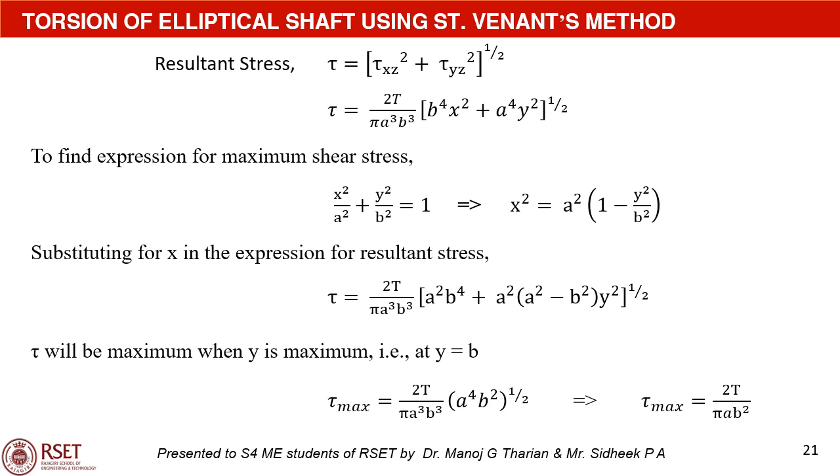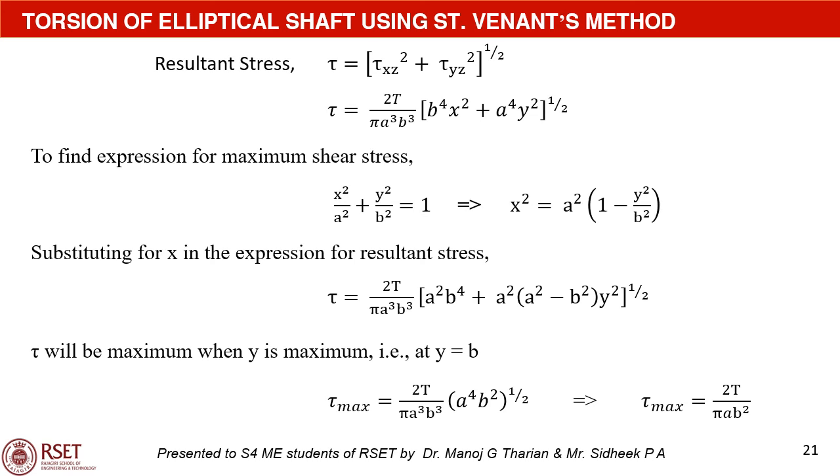To find the expression for the maximum shear stress, consider the equation for the ellipse x square by a square plus y square by b square is equal to 1, from which we can write x square is equal to a square into 1 minus y square by b square. Substituting this in the expression for the resultant shear stress, we get tau is equal to 2T divided by pi a cube b cube into a square into b raised to 4 plus a square into a square minus b square into y square the whole raised to half.